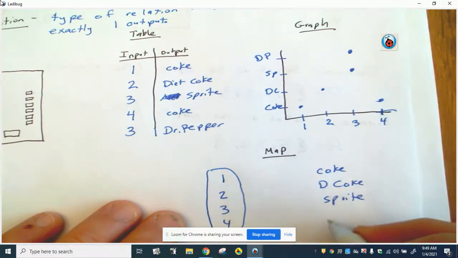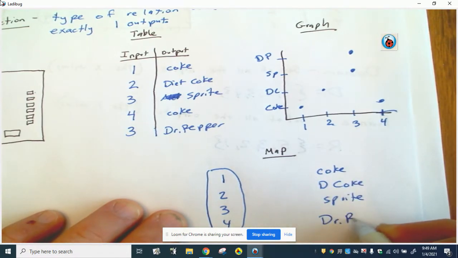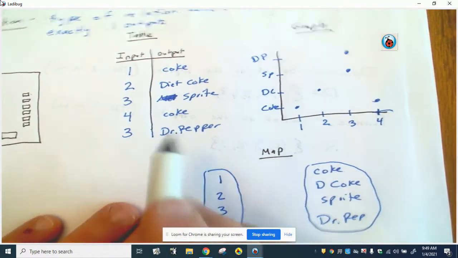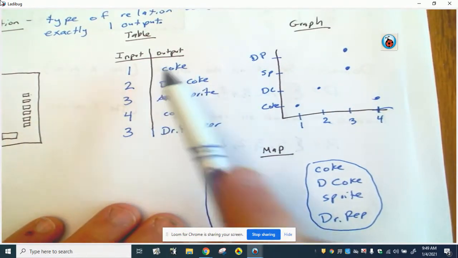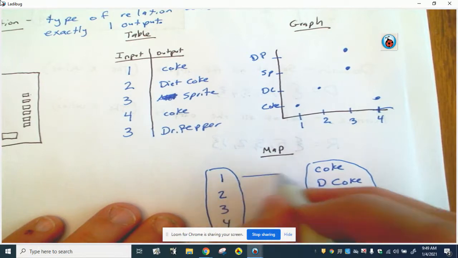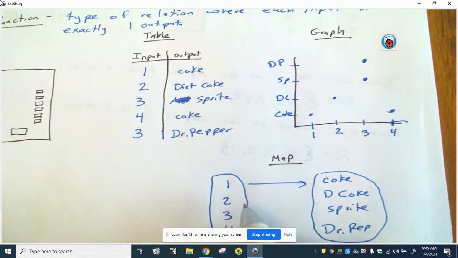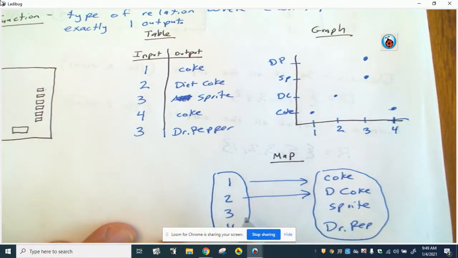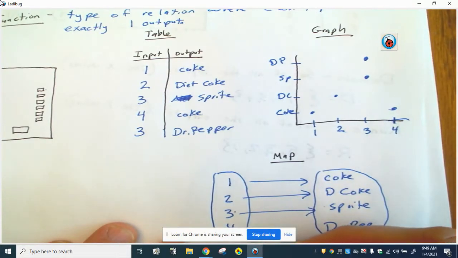We already have Coke, we don't need it again, and Dr. Pepper, right? And now we start mapping this. First, I pressed the first button, I got a Coke. So I draw that line. Then I pressed the second button and I got a Diet Coke. Okay. Then I pressed the third button and I got a Sprite. Then I pressed the fourth button and I got a Coke.